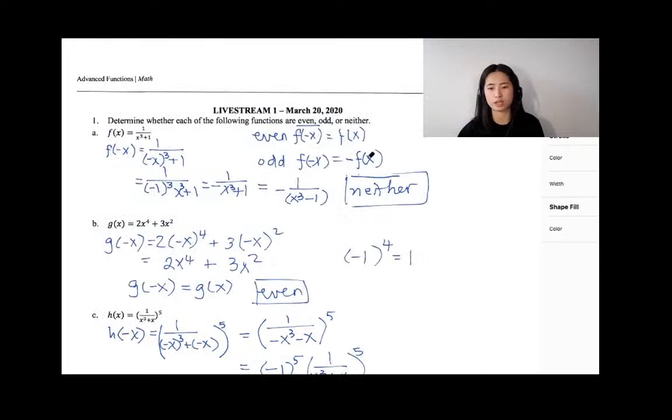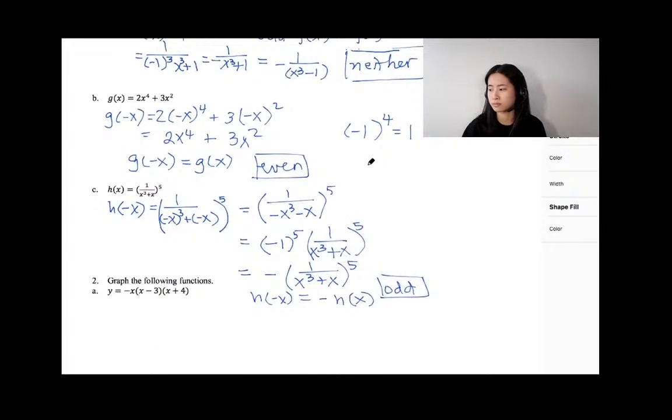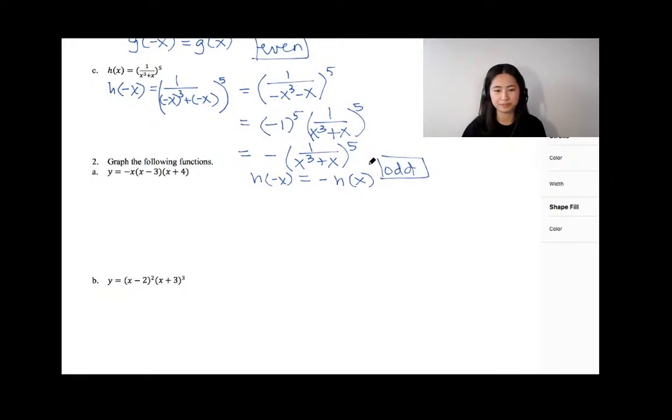Going back to this, what did we say? If it's an odd function, you plug in negative x in your function, you get a negative sign, and you're getting the same exact function, f of x, you're going to have an odd function. Cool.